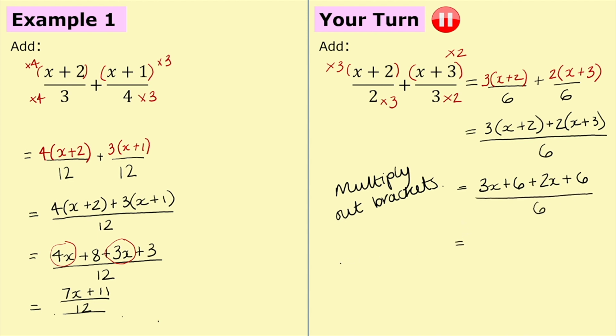And now we need to collect like terms on the numerator. So collecting like terms, we've got 3x plus 2x to give us 5x, 6 plus 6 to give us 12, all over 6. And that's your final answer. So well done if you got that.